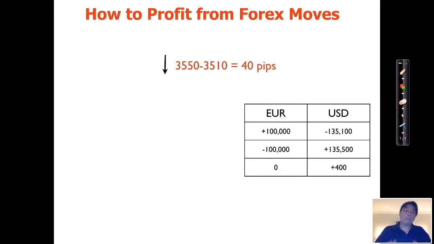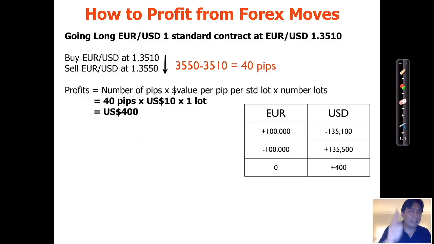Okay? So let me explain the same thing in a linear form. Some people like to think linear. So again, I go long on Euro USD, one standard lot at 3510. Okay, so again, I buy Euro USD at 3510, and I sell Euro USD at 3550. So the difference is 40 pips. Okay, and again, the profit is the number of pips times the dollar value per pip times number of lots. So we've got 40 pips times 10 bucks times one lot, that's $400.